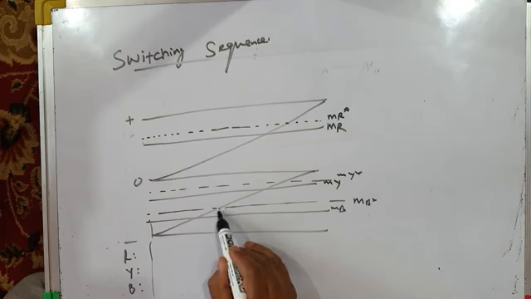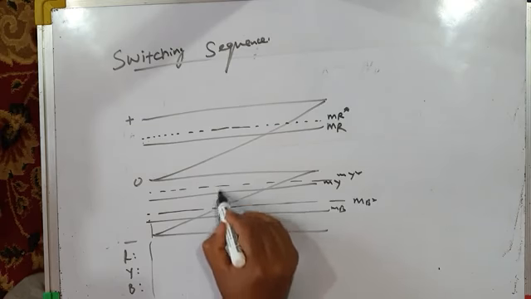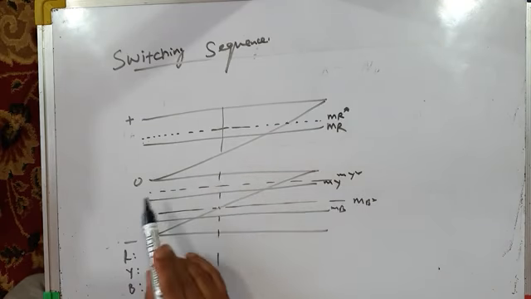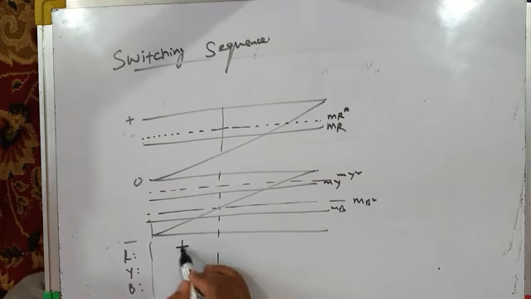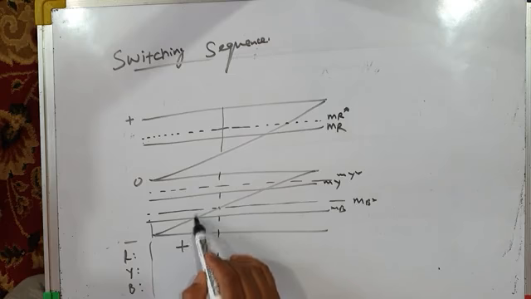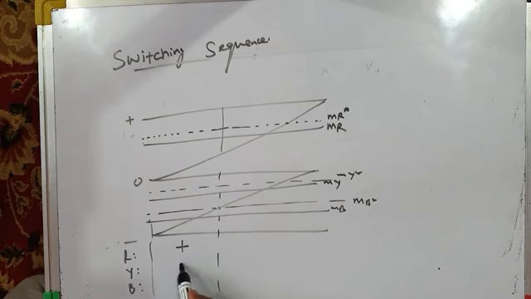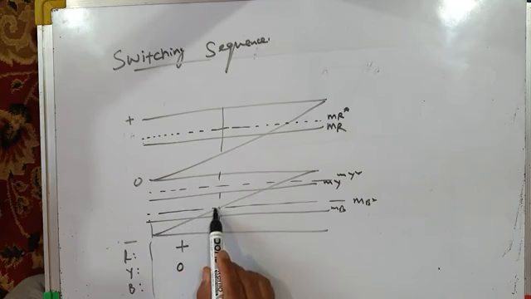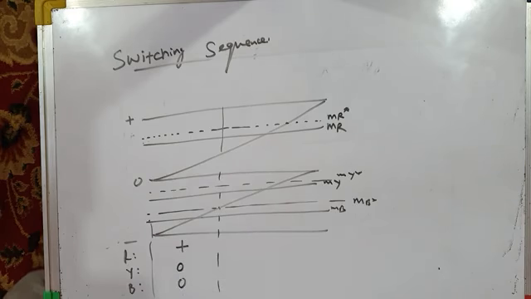This is the first point of intersection. Here during this period you will find MR star is greater than both the carriers, so plus. What about MY? MY is greater than one but less than another, so 0. MB is also greater than this but less than this, so 0.